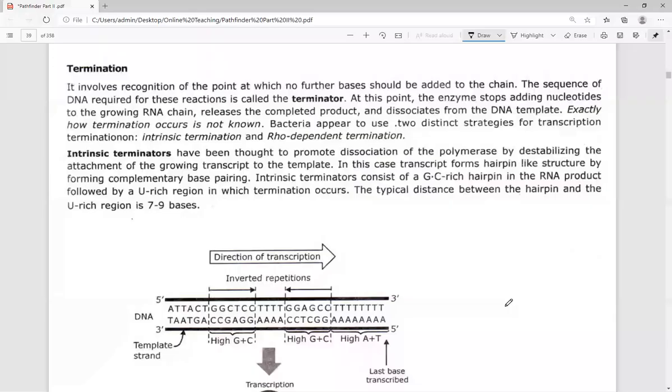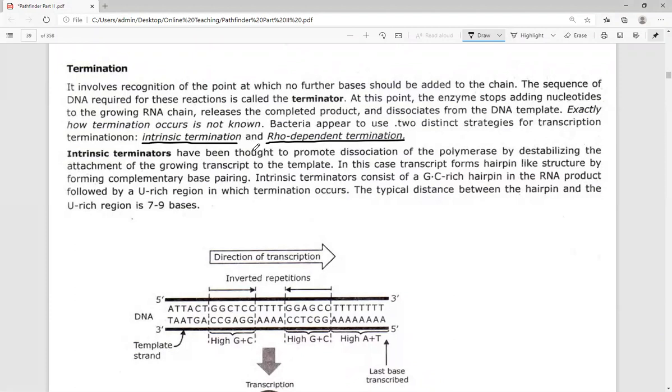I have already told you that there are two different types of termination processes. Exactly how termination takes place is not fully known, but bacteria seem to have two different termination mechanisms. One is called the intrinsic termination mechanism, and the other is called the Rho-dependent termination mechanism. What do we mean by each of these? That we have to look at here.